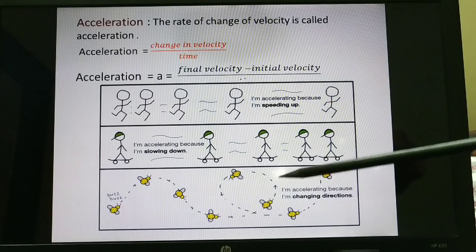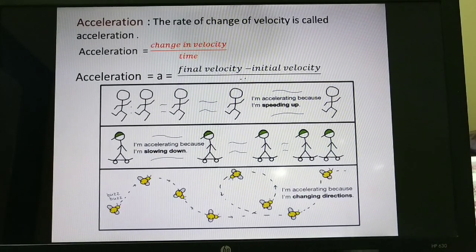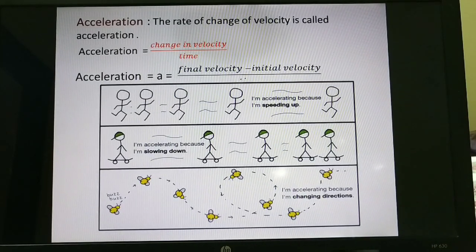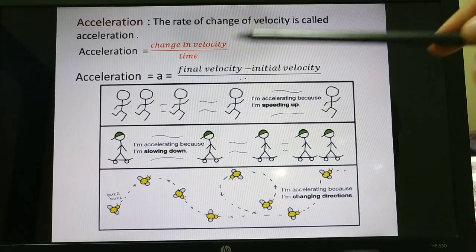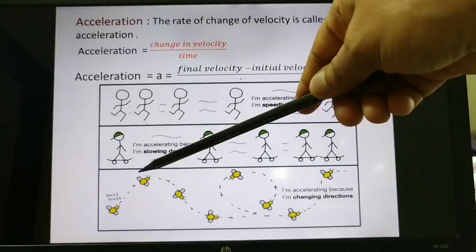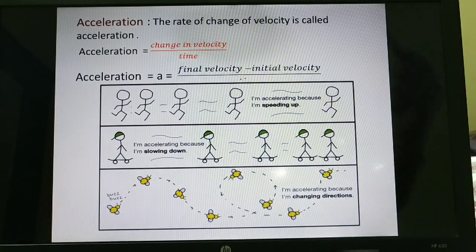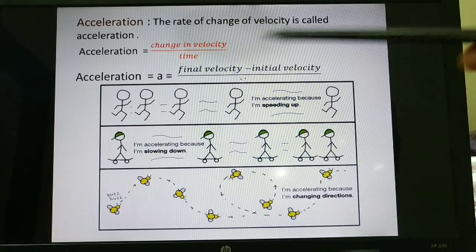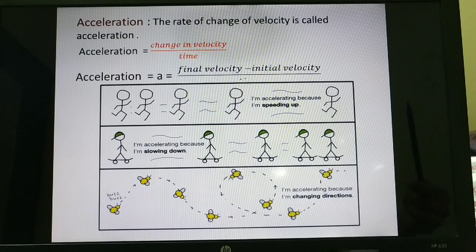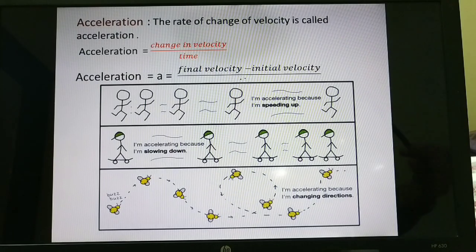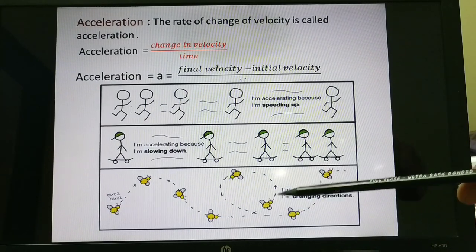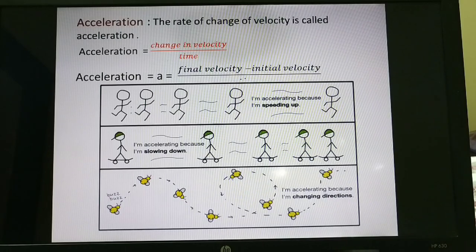So when all this happens, acceleration is also changing. Acceleration means change in the velocity, change in the speed. Speed changes when you have to slow down, when you have to go fast, and when you have to change the direction.